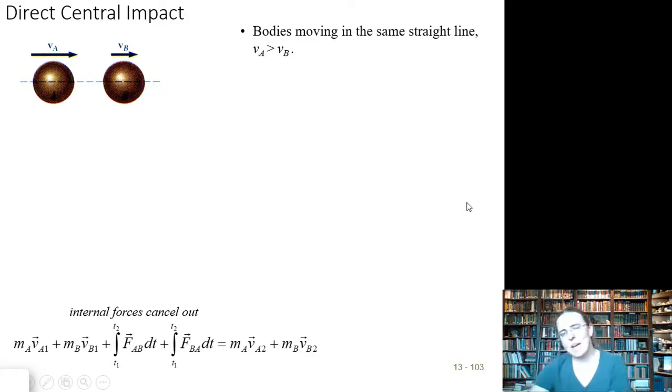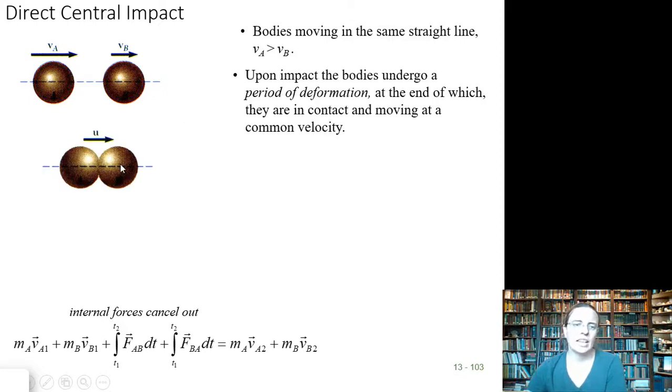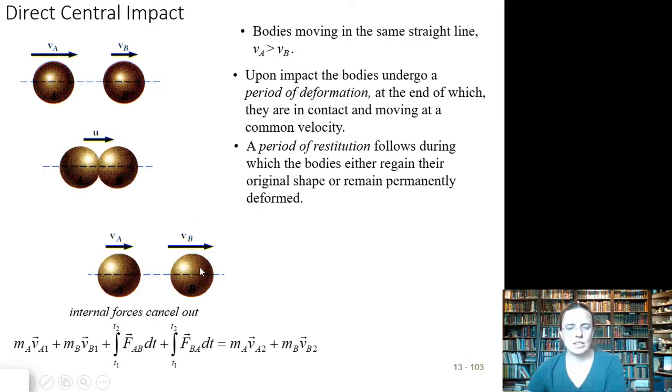Direct central impact. This is a case where the velocities of the particles are in the same direction as the line of action of where the force is going to happen. Let's walk through the scenario where the back particle A has a larger velocity than B, so it's going to catch up with B, they collide, and then they bounce out of the collision and have new velocities after they've collided with one another.